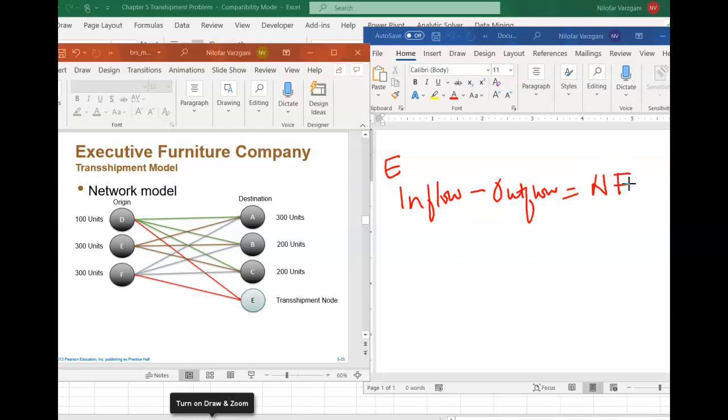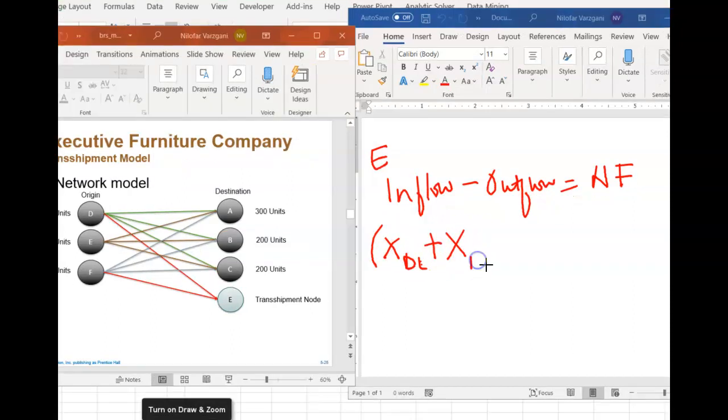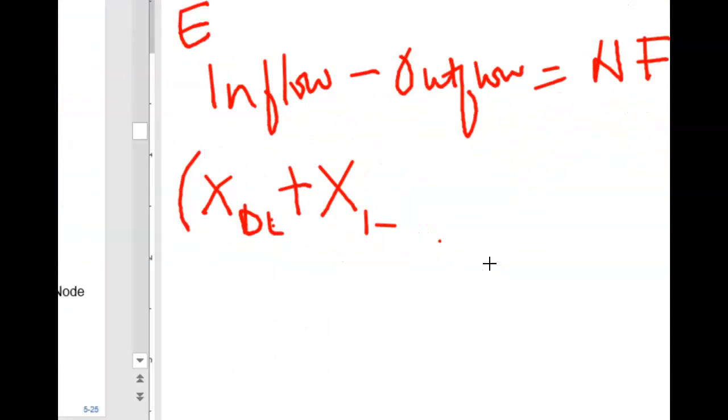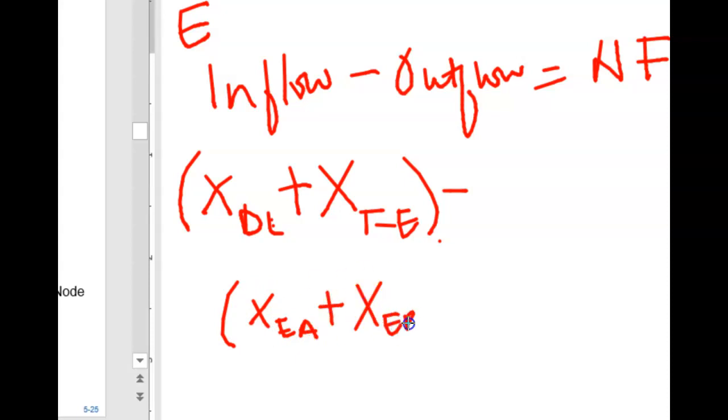Now the inflow into E is given by the 2 red arrows that are flowing inside E, and those 2 arrows refer to the decision variables XdE plus XFE. Yeah, this is better. And the outflow from E is given by the decision variables, I'll put them in the next line: XEA plus XEB plus XEC.